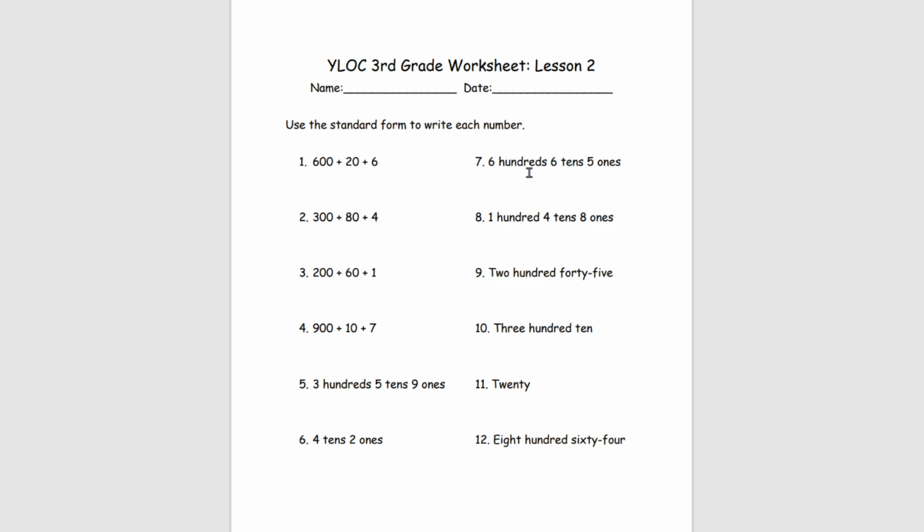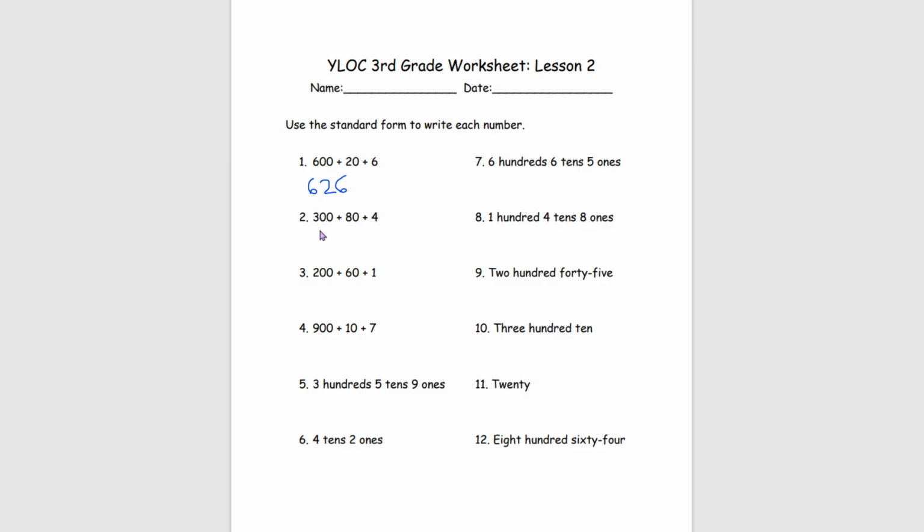And to start off, we're going to be using standard form to write each number. So for number 1, we have 600 plus 20 plus 6. To write in standard form means that we're just going to write it regularly. So if there's 600, this goes in the hundreds place, so we write a 6. The 20 means we write a 2 in the tens place, and the 6 means we write a 6 in the ones place. And so the standard form number is 626.